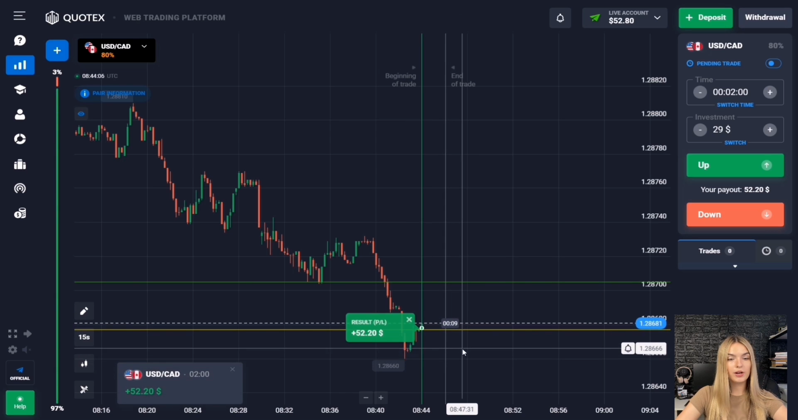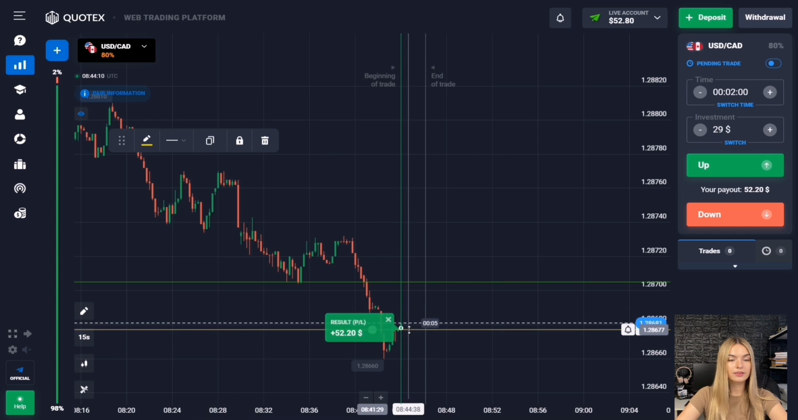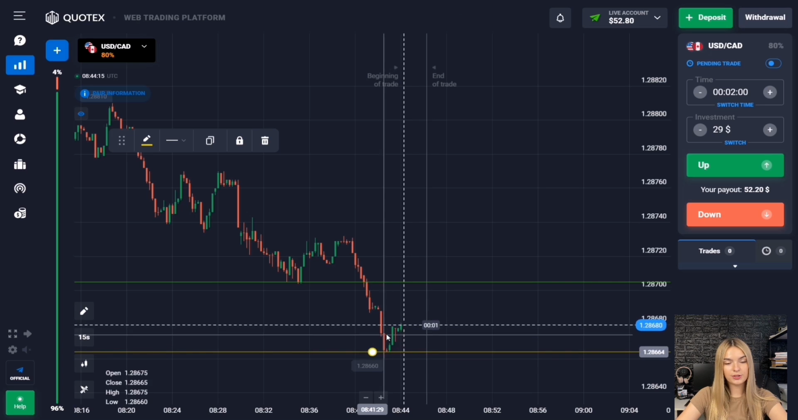Okay, it's not bad. The price continued to move towards the support level, and we are making profit here. These patterns work themselves out perfectly. Let's consider the following situation.